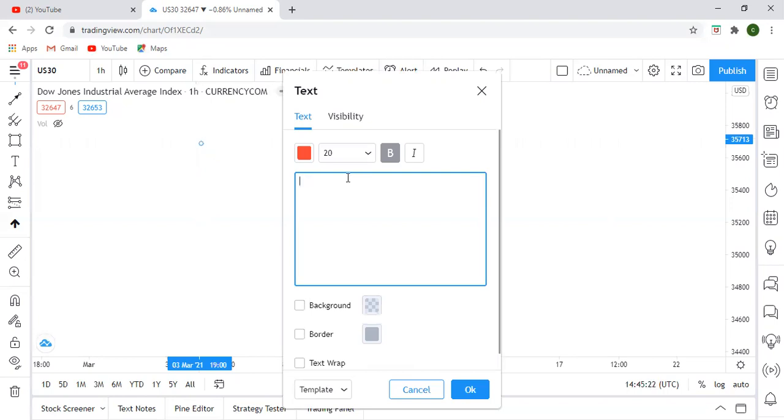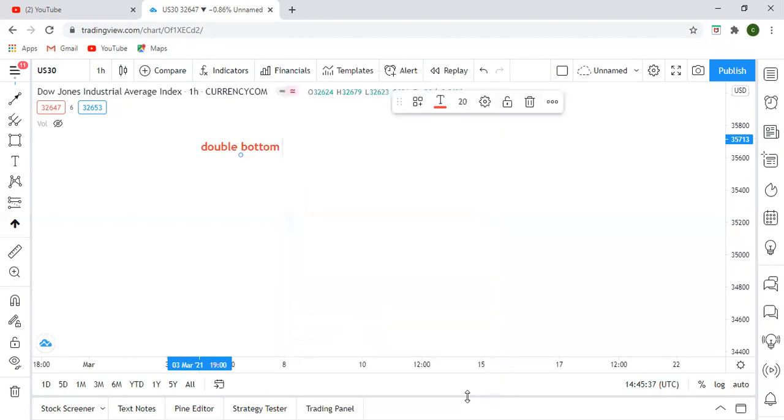We are having a double bottom structure. Let's give it a name: double bottom structure. On a double bottom structure, most people like to call it a W. So if you see a W in the market, or you see an M, it means a change in trend.